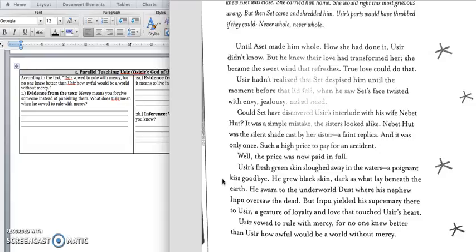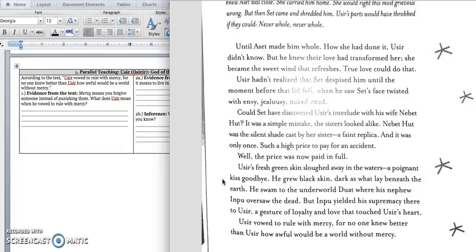Usir's fresh green skins sloughed away in the waters. A poignant kiss goodbye. Okay, so it's saying that the waters of the Nile River gave him that last kiss goodbye. And then his skin grew black, dark as what lay beneath the earth. He swam to the underworld, Duat, where his nephew Impu oversaw the dead. But Impu yielded his supremacy there to Usir, a gesture of loyalty and love that touched Usir's heart.